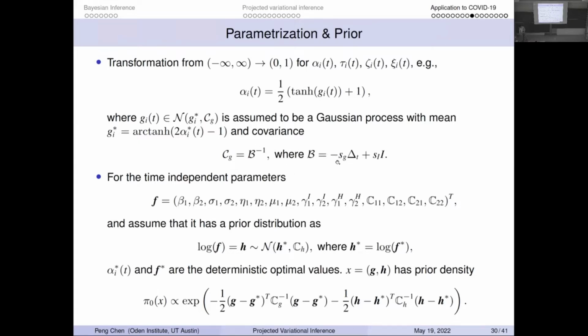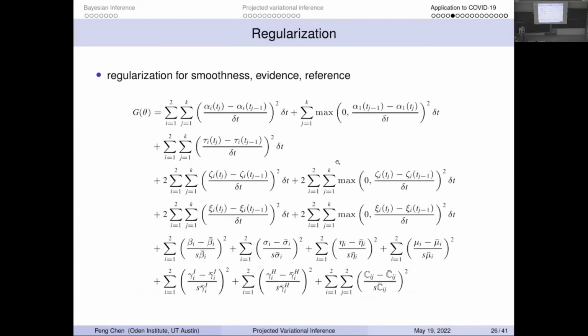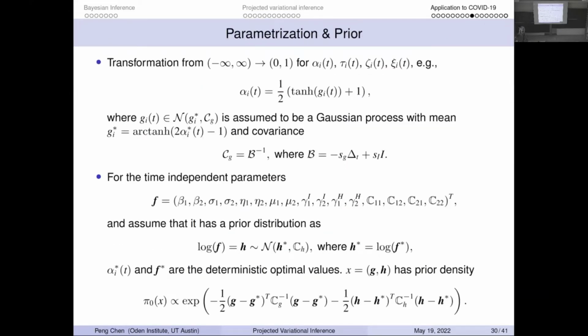This covariance is actually one-to-one corresponding to the regularization term here. There is an H1 norm that we put here for the covariance term. And now we can also get all the time-independent parameters, and assume the log-normal distribution for them with the mean coming from their deterministic optimization. And so now we have the new parameters, the time-dependent parameters all collected in G, and the time-independent parameters in H, and it has the prior density as a Gaussian density.